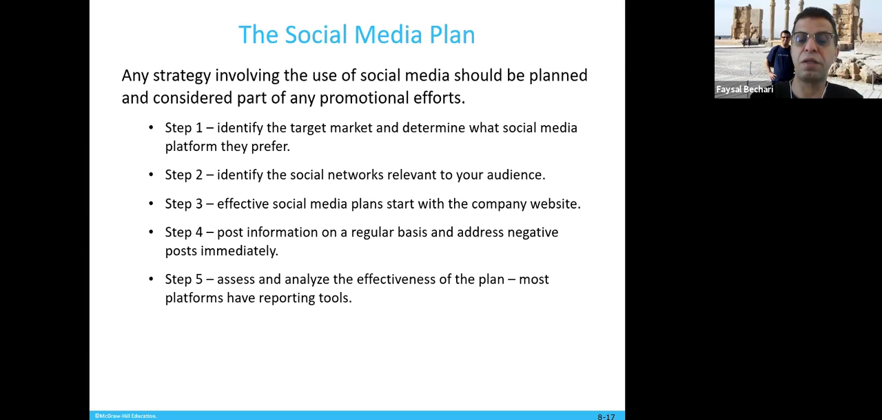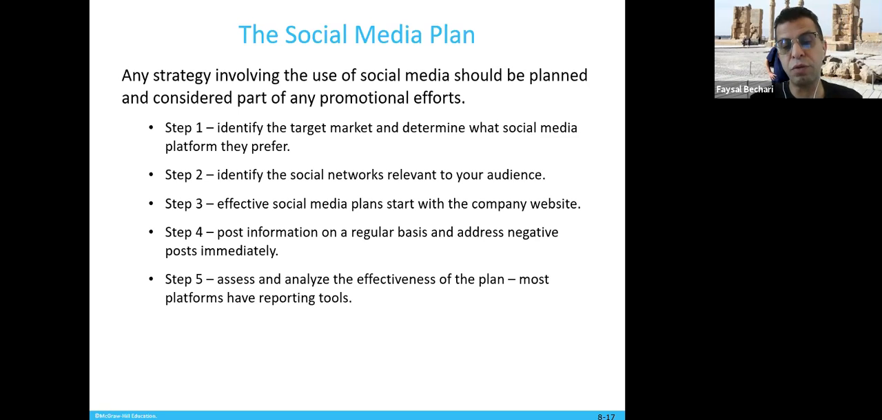Secondly, identify the social network relevant to your audience. Third, effective social media plans start with the company website. So you need a website no matter what before you do the social media plan, because the whole goal is to get them to come to your website, and from your website probably buy your product. On your website, you might want them to pay online or entice them to come to certain places to buy your product.